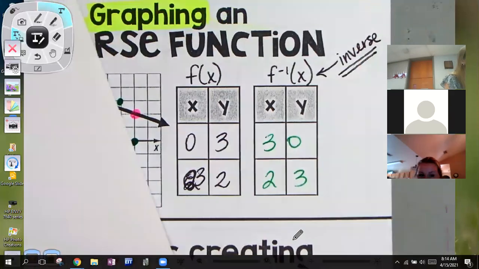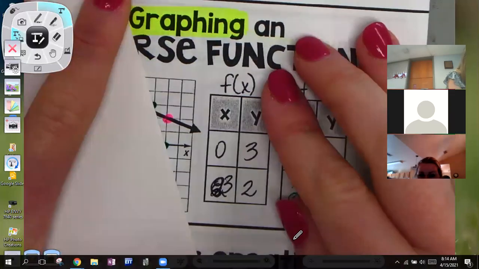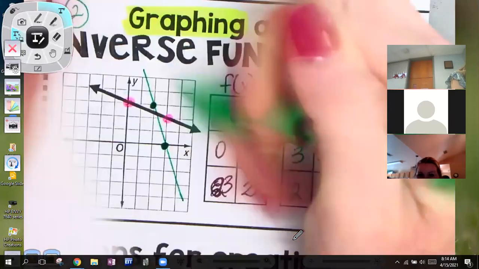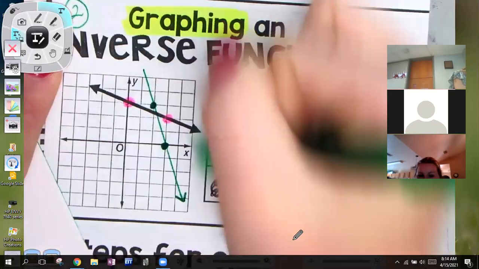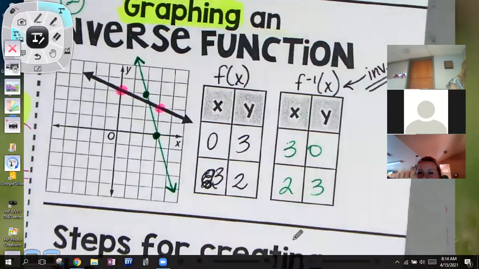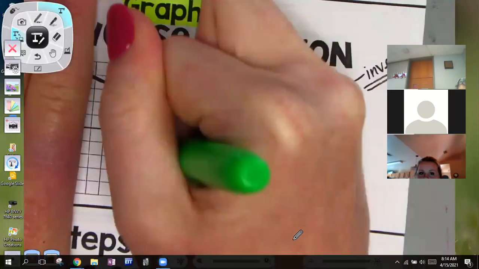Okay, and then I'm just going to draw a little straight line. Draw it a little thicker so I can see it.